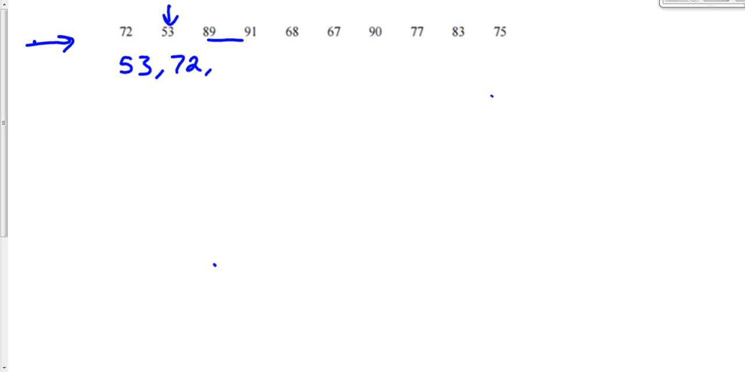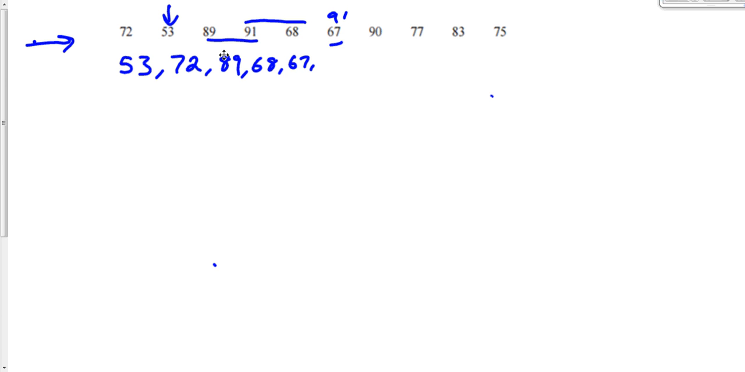So now we compare 89 and 91. 89 is the next smallest. We then compare 91 and 68. 68 will then swap with 91. So we're now going to compare these two, which isn't 68 and 67, it's 91 and 67, because we've already swapped them. So 91 and 67 we need to swap, so it's going to be 67, then 91 will go here.